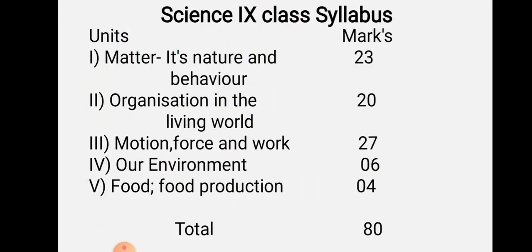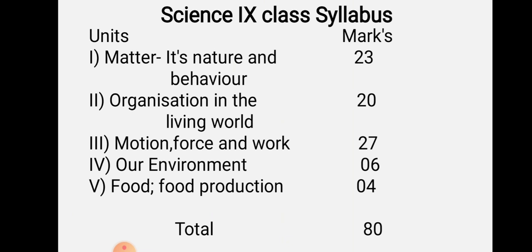This is the science 9th class syllabus. In 9th class there are 5 units. First unit is matter, its nature and behavior, which is 23 marks. Second unit is organization in the living world, that is 20 marks. Third unit is motion, force and work, which is 27 marks. Fourth unit is our environment, 6 marks. And fifth, food and its production, which is 4 marks.